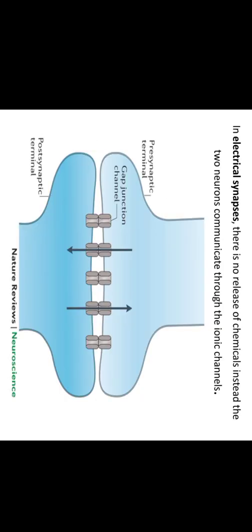In electrical synapse, there is no release of chemical. Instead, the two neurons communicate through an ionic channel. You see this in the diagram: gap junction channel, presynaptic terminal and postsynaptic terminal. These two terminals maintain the function of transfer of nerve impulse through electrical impulse.